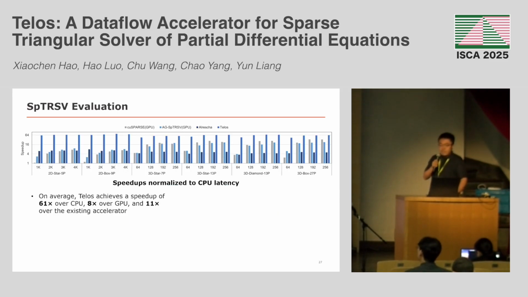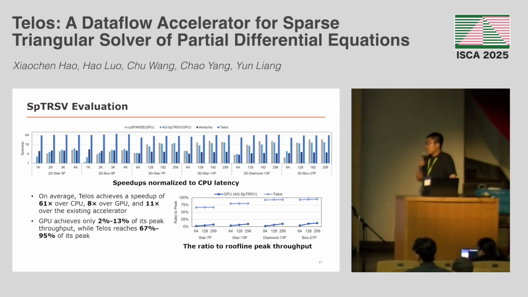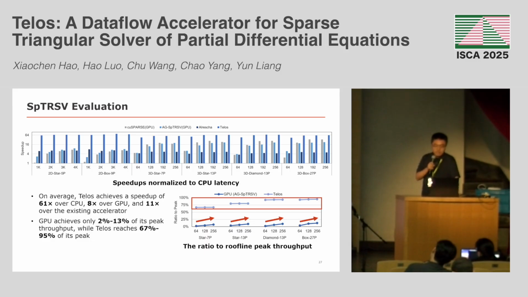We evaluate SpTRSV latency using matrices generated from common stencil patterns used for solving PDEs. Telos achieves an average 8 times speedup over a GPU. We explain this using the ratio to the roofline peak throughput. GPU performs better with larger matrices, by leveraging their numerous independent warps to hide access latency. But these improvements are limited by resource constraints. In contrast, Telos consistently outperforms them across all sizes by optimizing both parallelism and dependency resolution.